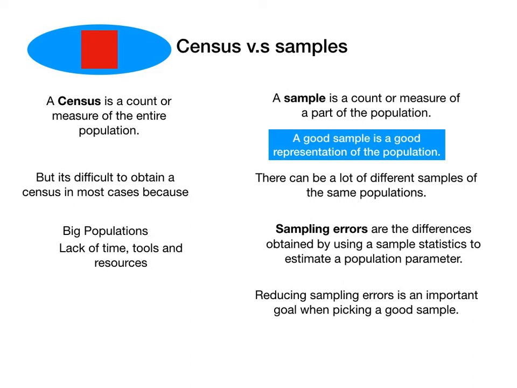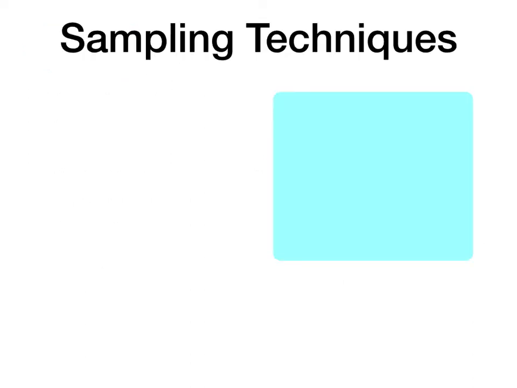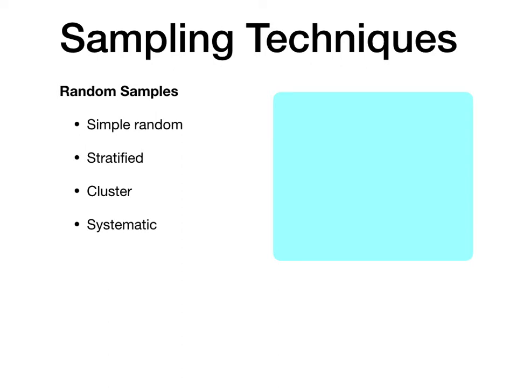So how can we collect a good sample? Again, reducing sampling errors is the goal, so in order to achieve the goal, we want to have some strategies. In this video, we'll discuss some sampling techniques, some strategies we can use to collect a good sample for the population. First, there are random samples.